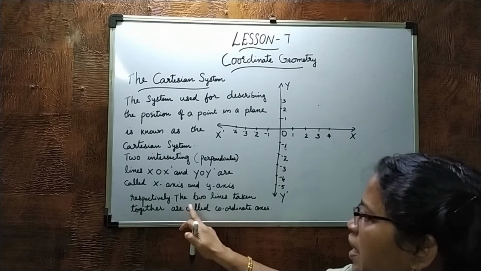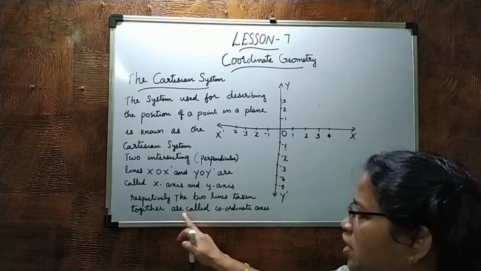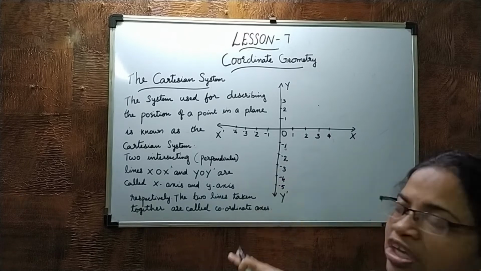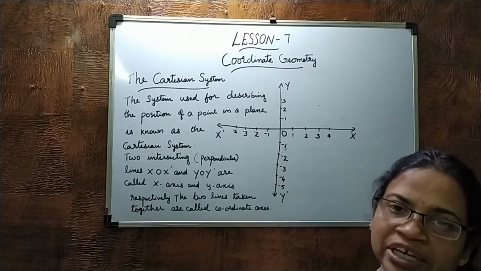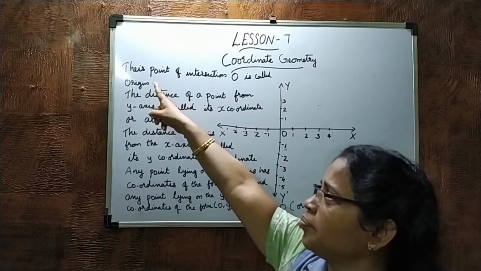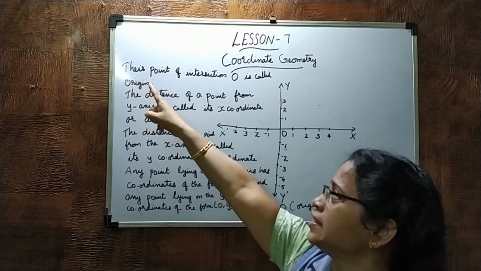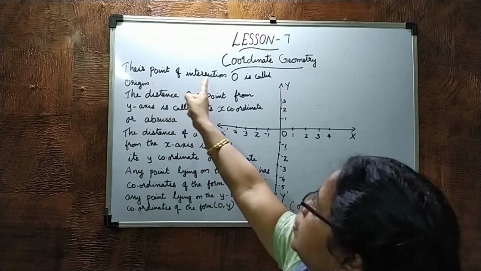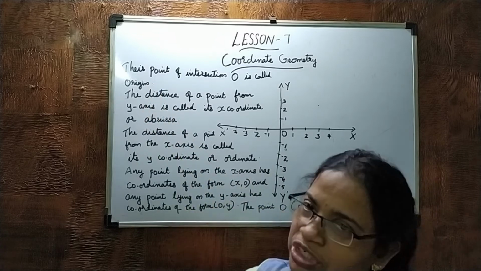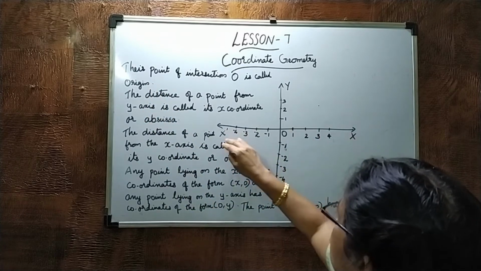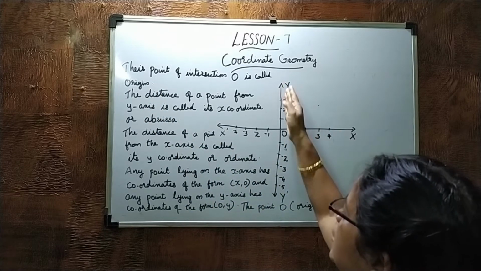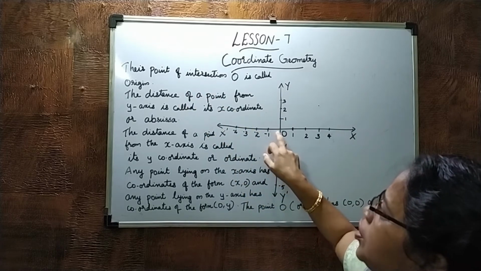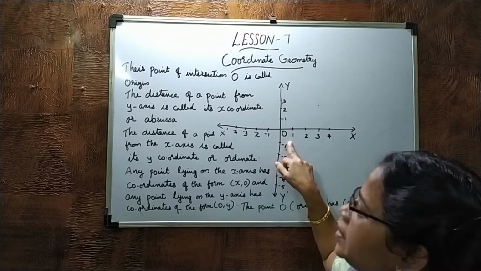Then what is the next one? The two lines taken together are called coordinate axes. So these two lines together we are calling the coordinate axes. Then after the coordinate axes, the next one is origin, right? Their point of intersection O is called origin. The horizontal line is x-axis, the vertical line is y-axis, and their point of intersection, this point O, is called origin.